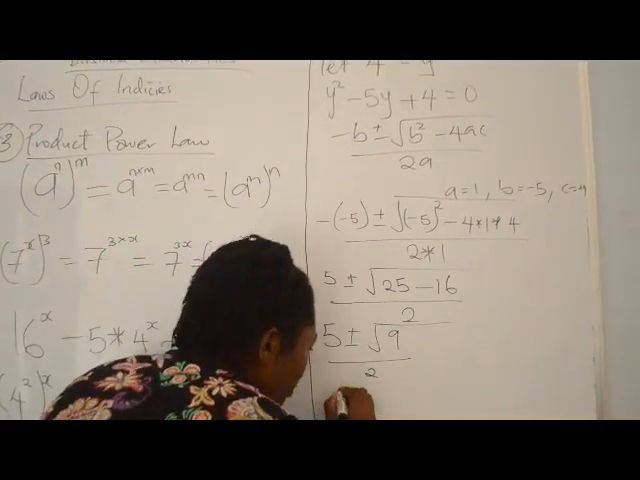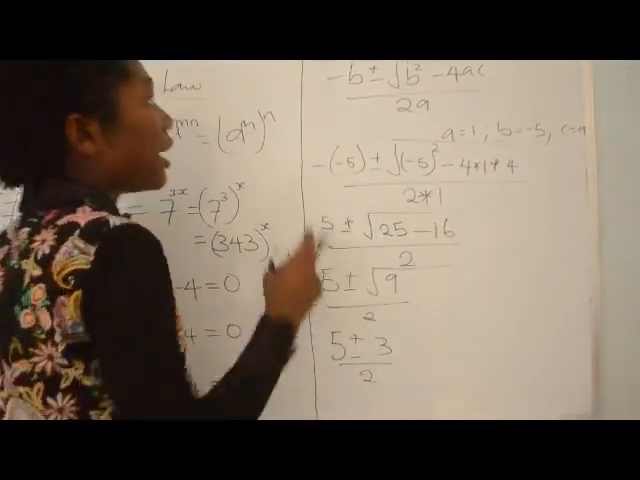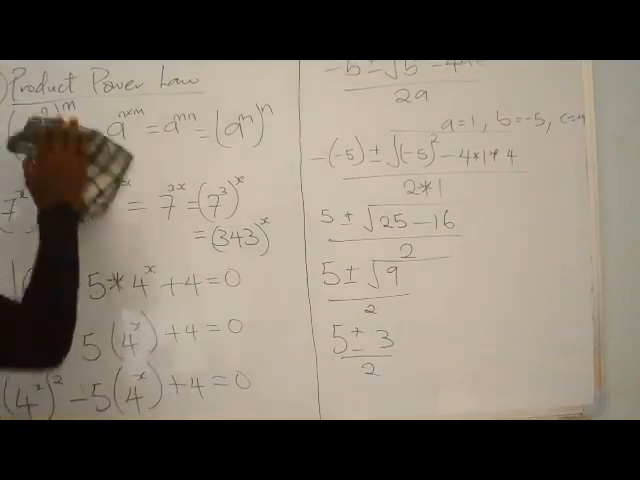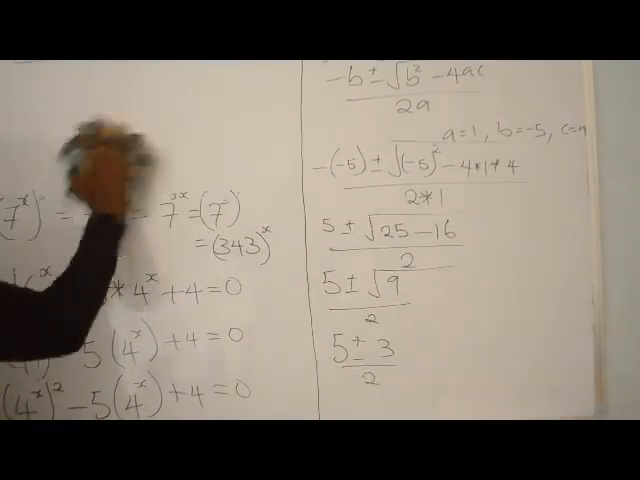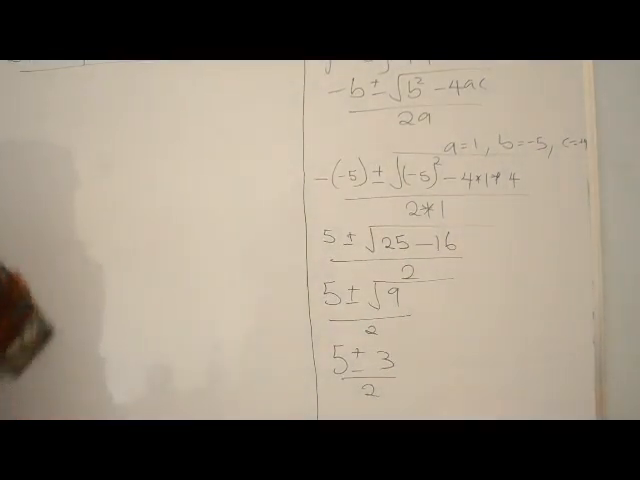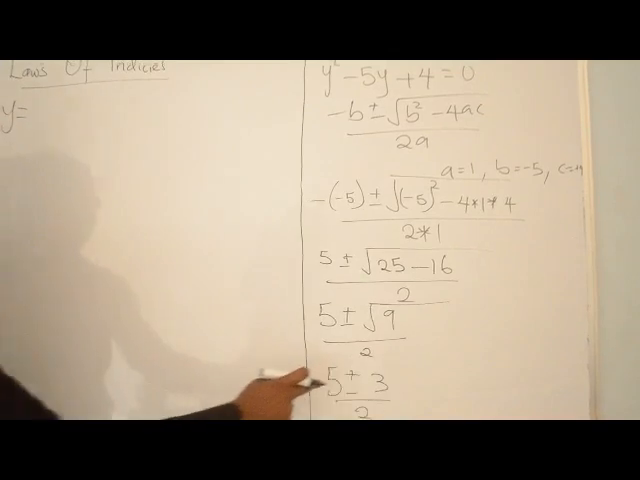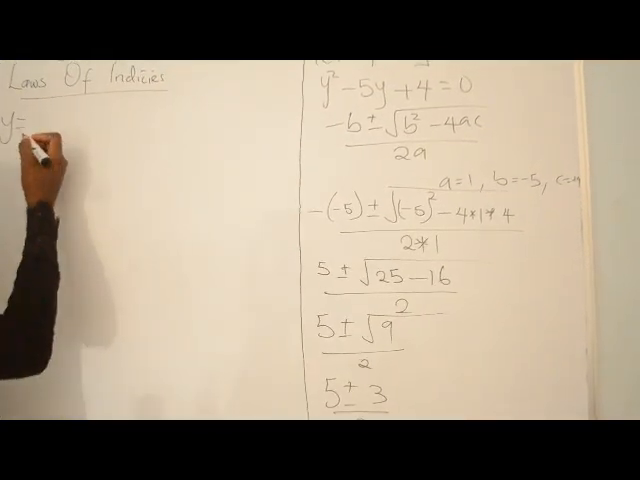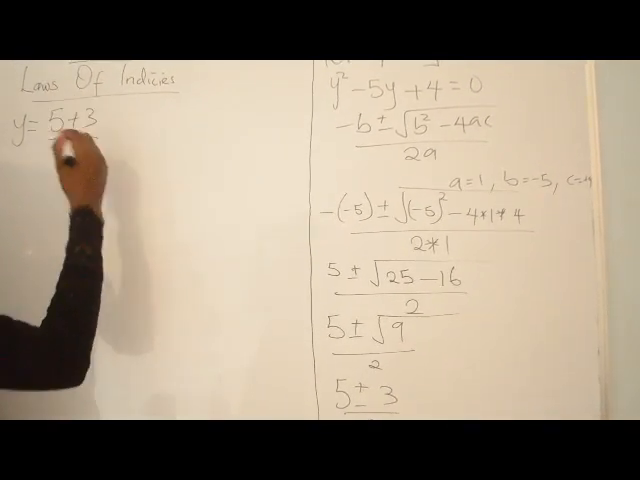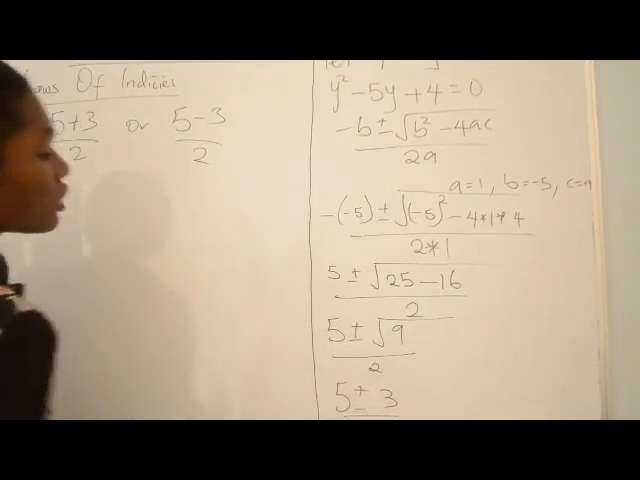So we have 5 plus or minus the square root of 9, which is 3, over 2. So our y is equal to, this plus or minus is telling us about two options. It's either equal to 5 plus 3 over 2, or 5 minus 3 over 2. This is what plus or minus stands for.